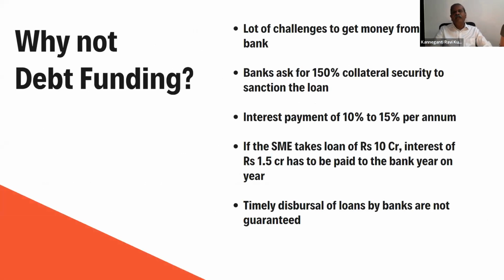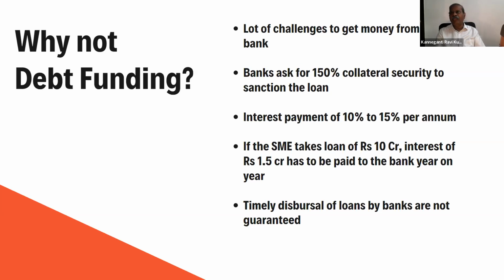So again, debt funding. Why not debt funding? Debt funding is not advisable because there are a lot of challenges to get money from the bank. Generally, banks ask for collateral security to the tune of 100% to sanction the loan. And as we already discussed, interest payments are 10 to 15% per annum. And if you don't pay the interest on time, then you become NPA, or your credit score will go down. And banks are also not ready to disburse loans timely. So whenever you need money, you may not get it.